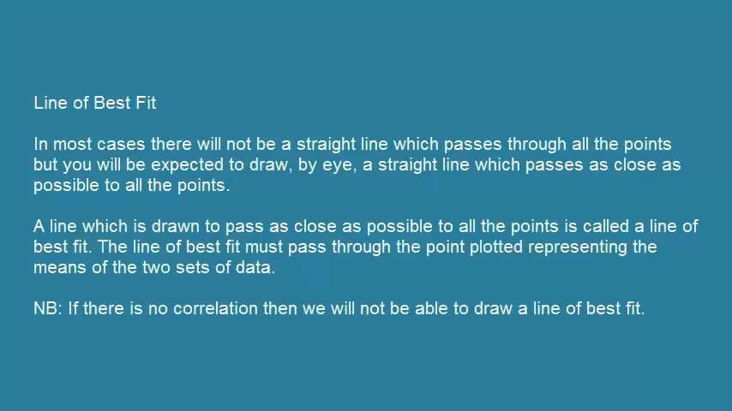In most cases, there will not be a straight line which passes through all the points, but you will be expected to draw by eye a straight line which passes as close as possible to all the points. A line which is drawn to pass as close as possible to all the points is called a line of best fit. The line of best fit must pass through the points plotted, representing the means of the two sets of data. NB, if there is no correlation, then we will not be able to draw a line of best fit.